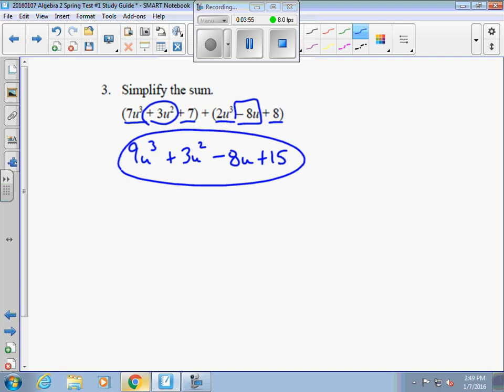Remember, you can only add and subtract like terms. Like terms means they have the same variable. In this case, they're all u, but it has to be with the same exponent.